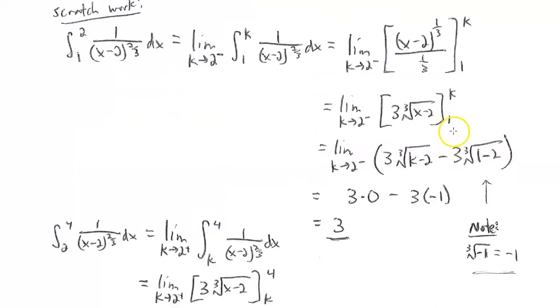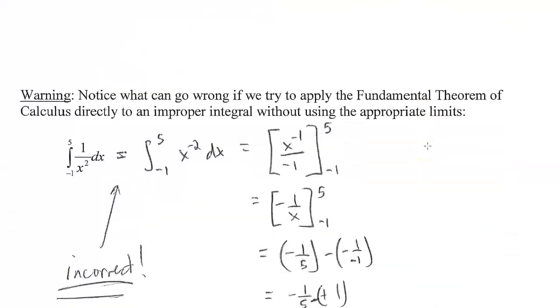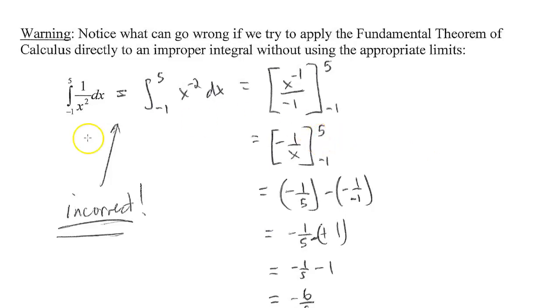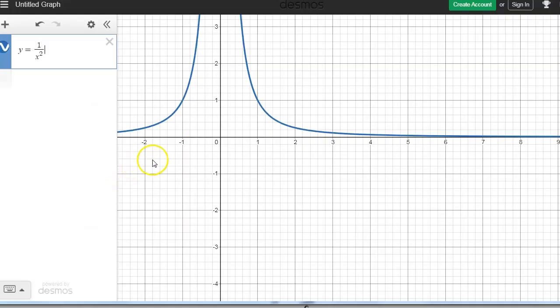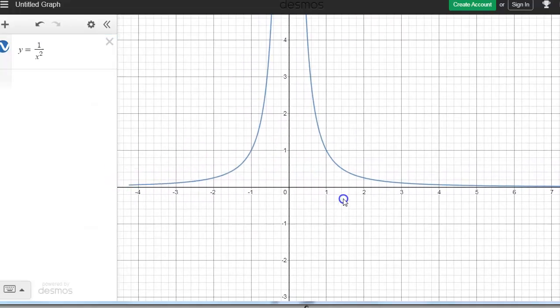Now, one last thing I want to mention, it's a little bit of a warning, is notice what can go wrong if you try to apply the fundamental theorem of calculus directly to an improper integral without using the appropriate limits. So let's suppose we just kind of cavalierly approach this. The integral from minus 1 to 5 of 1 over x squared dx. Now, here's the graph of y equals 1 over x squared. It looks like this.